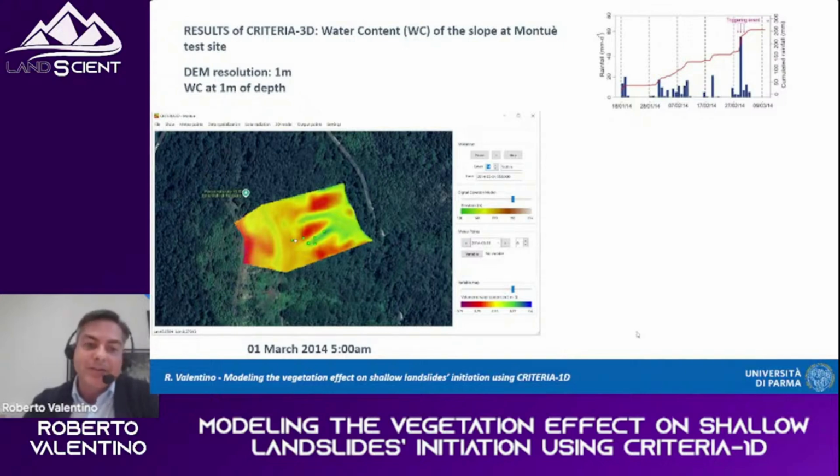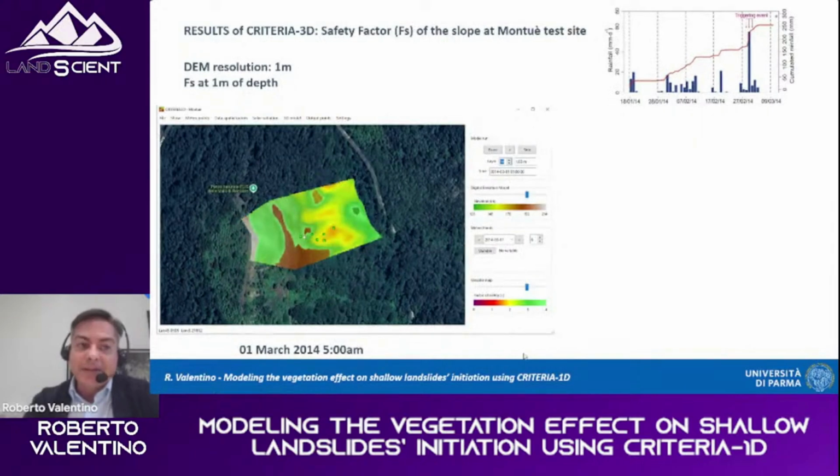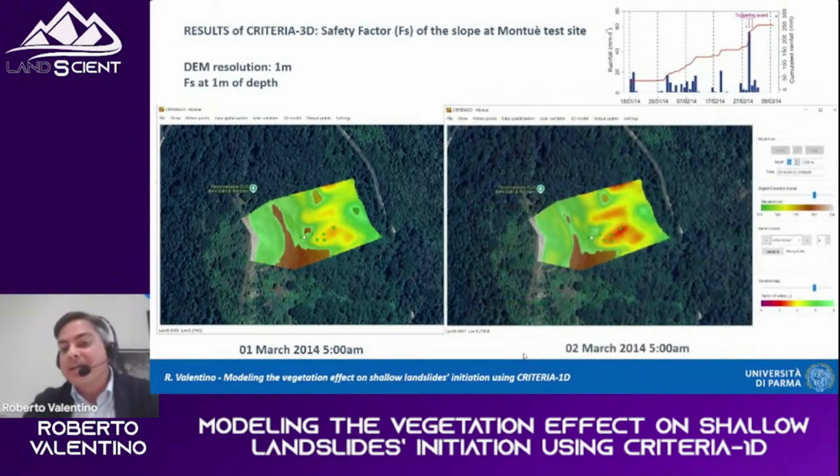Before the event, we can see on the left side. After the event, on the right side, we can see in correspondence of the green dots. This is the location of the real landslides. Of course, the saturation increases and the volumetric water content is increasing towards completely saturated soil. The safety factor evaluated at 1 meter of depth before the landslide is on the left side of this picture. This is at 5 AM on the 1st of March 2014, and we see how the safety factor is still higher than 1, but after rainfall, in the same position of the real landslide, the safety factor drops below the value of 1.